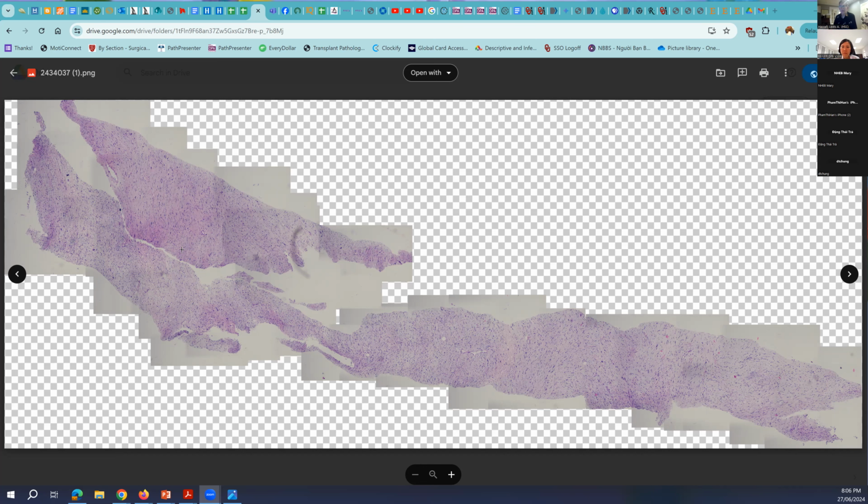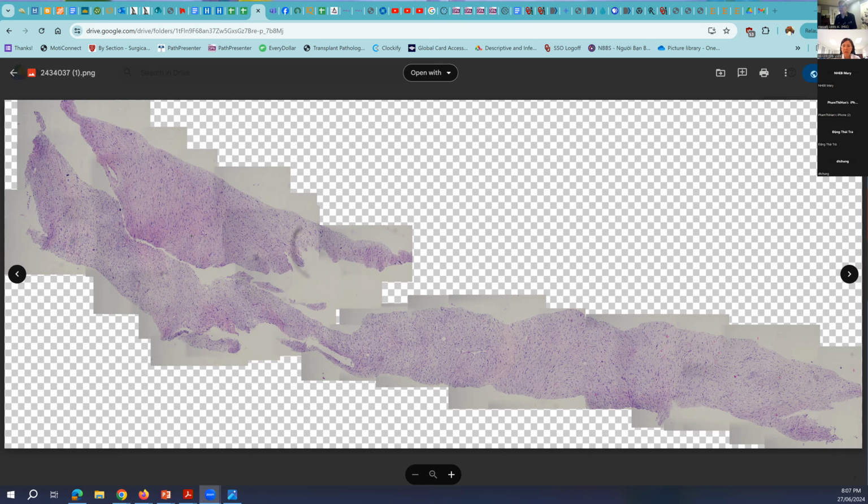This is, I believe, a 39-year-old man who has a retroperitoneal mass. And Dr. Lin, do you want to say anything more about where it was or the radiology findings? We don't know anything more about his history other than its location. And so we'll just begin to look at this.